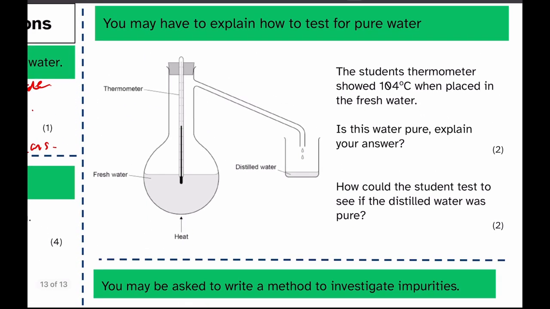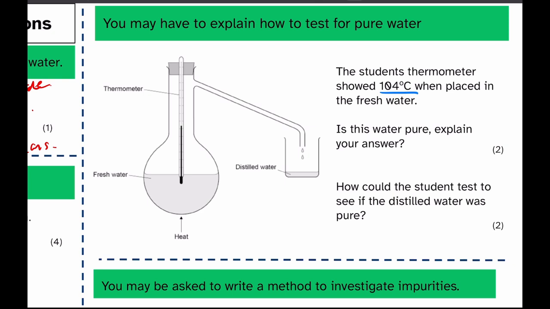Okay, last couple of questions. The student's thermometer here in this experiment showed 104 degrees when placed in this fresh water. Is this water pure? Explain your answer. So 1 mark for saying yes or no, and 2 marks for explaining it. No, it is not pure, and the reason why is because pure water will boil at 100 degrees Celsius. So if this is in the fresh water, and if it was going up to 104 degrees, it can't be pure. There must be impurities within it.